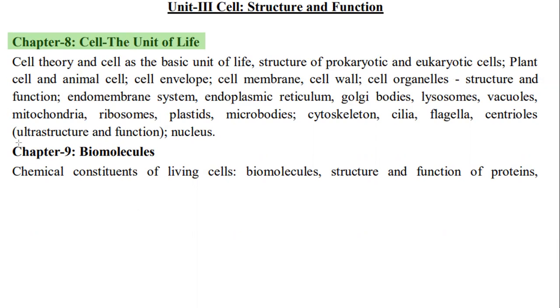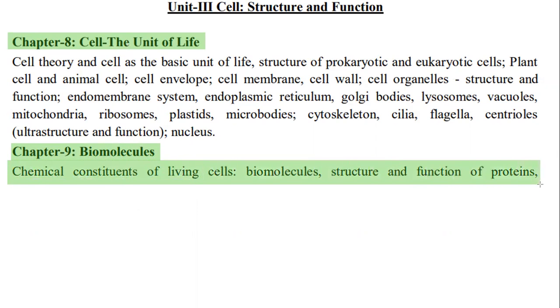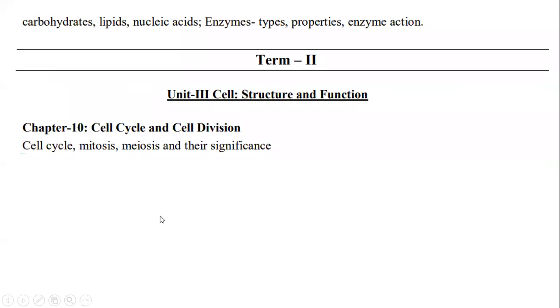After that comes chapter 9, biomolecules. From that chapter, what you have to learn is the chemical constituents of living, biomolecules and structure and function of proteins, and something else is there. So let's check what that is. Carbohydrates, lipids, nucleic acids, enzymes, types, properties, and enzyme action. So these are the topics included for you in your board examination of term 1.